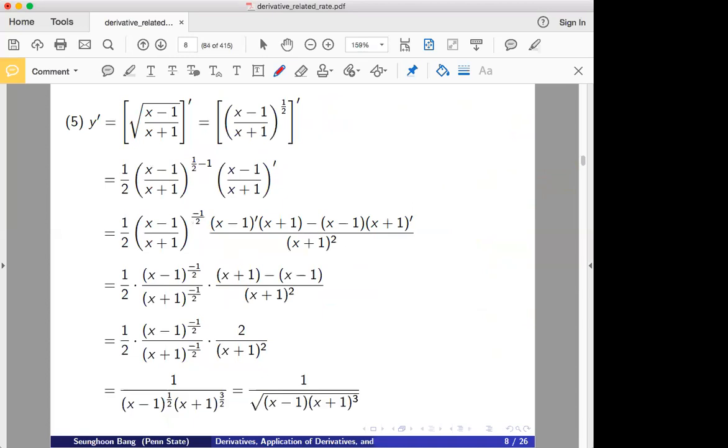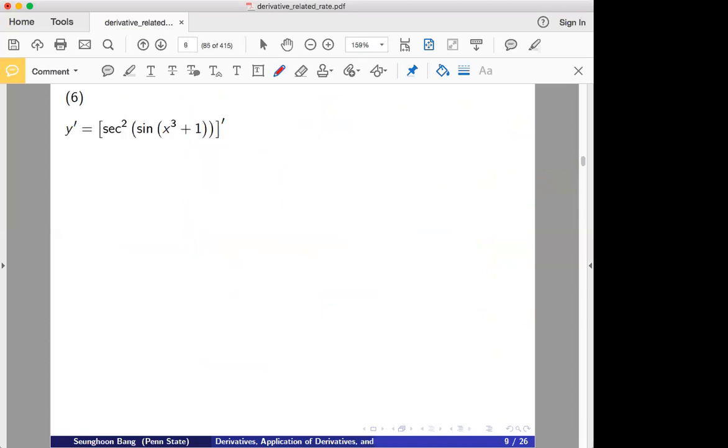We have it. The next tip. What's the rule for finding this derivative? The derivative of secant squared of sine of (x cubed plus 1). So what kind of rule do you want to use? Is it the chain rule? Yeah, chain rule.